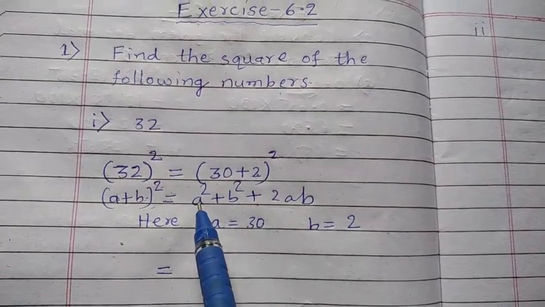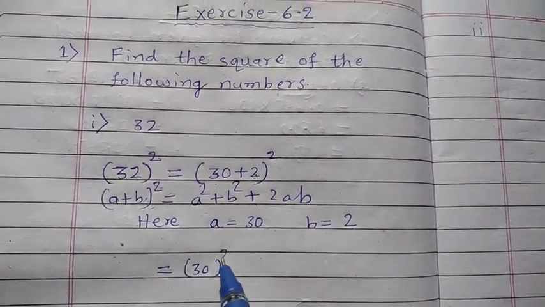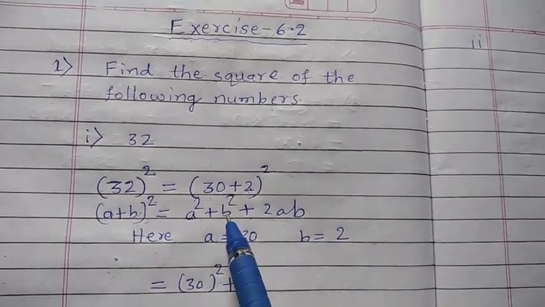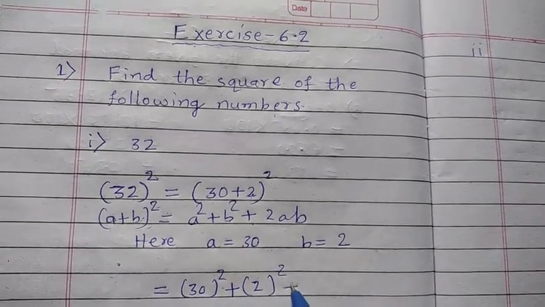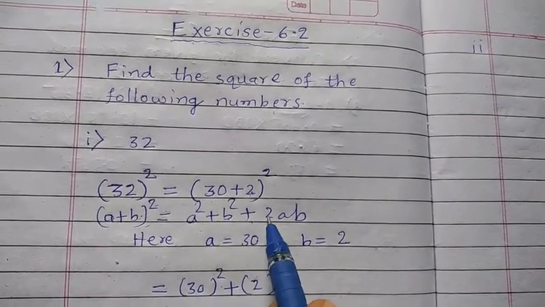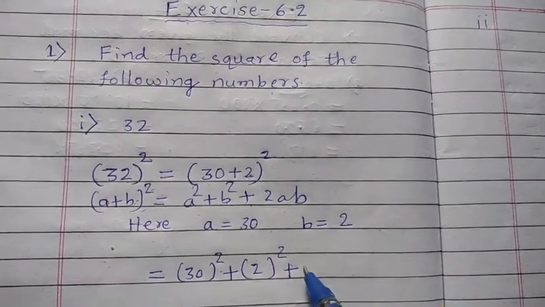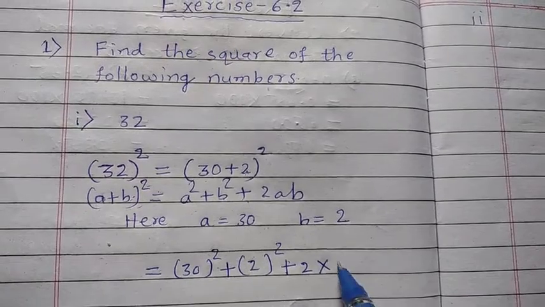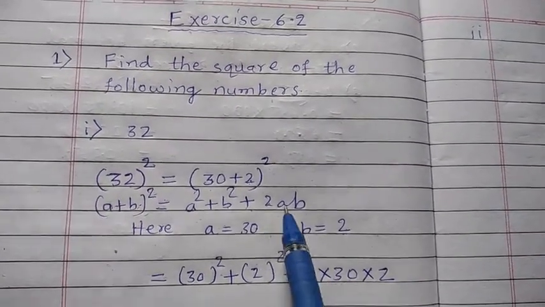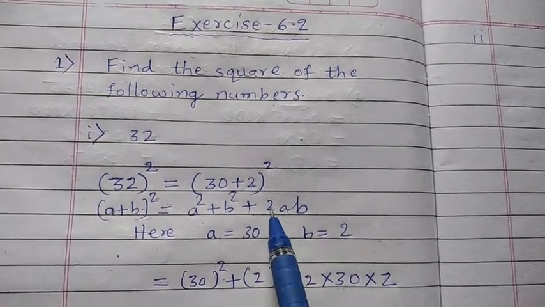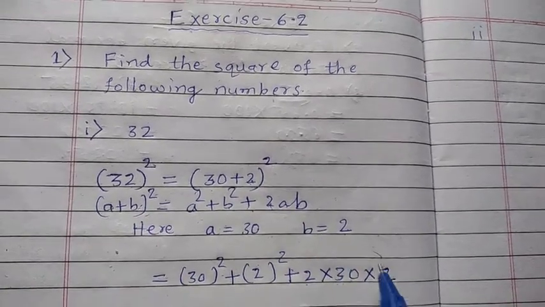a square means how much? a means 30. Understood? 30 raised to square, plus b square means how much? b means 2, so 2 raised to square, plus 2ab means 2 into a into b. 2 into a means how much? It is 30, and b means 2. We write this 2 as it is, a means 30 and b means 2.